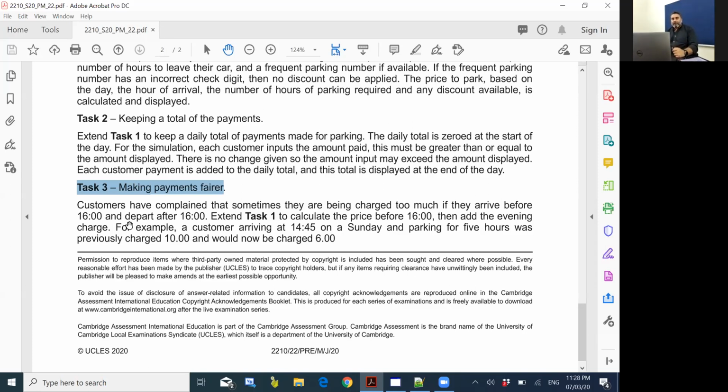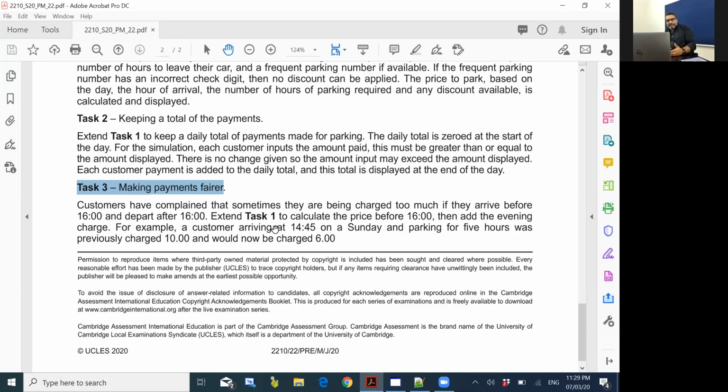Now, customers have complained that sometimes they are being charged too much if they arrive before 1600 and depart after 1600. Extend task 1 to calculate the price before 1600, then add the evening charge. So we have to have the number of hours they stayed in morning hours from 8 to 15:59, and evening hours from 16 to midnight.